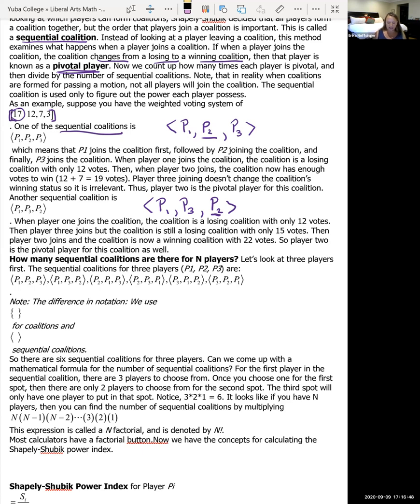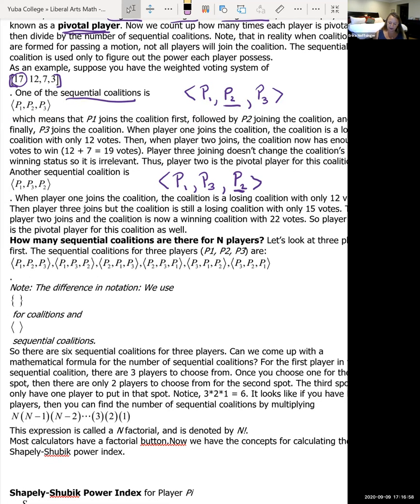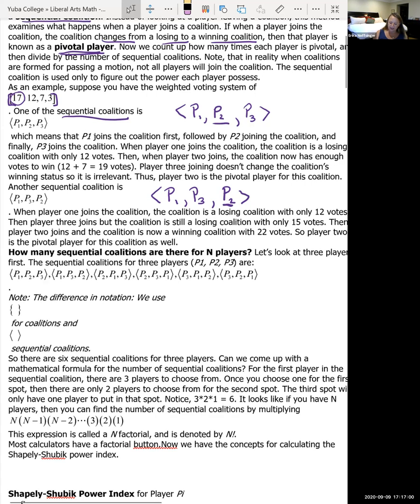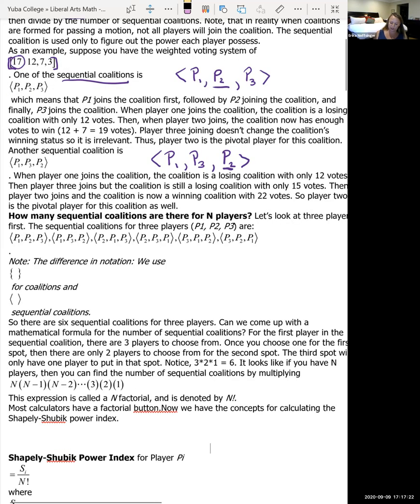So just noticing the different notation between the Banzhaf power and the Shapley-Shubik method. When we were looking at the Banzhaf power and the different subsets of the winning coalitions, we used these curly brackets, and I don't even know what these are called. For the Shapley-Shubik coalitions, they kind of look like greater than and less than signs. We list them that way for our sequential coalitions.